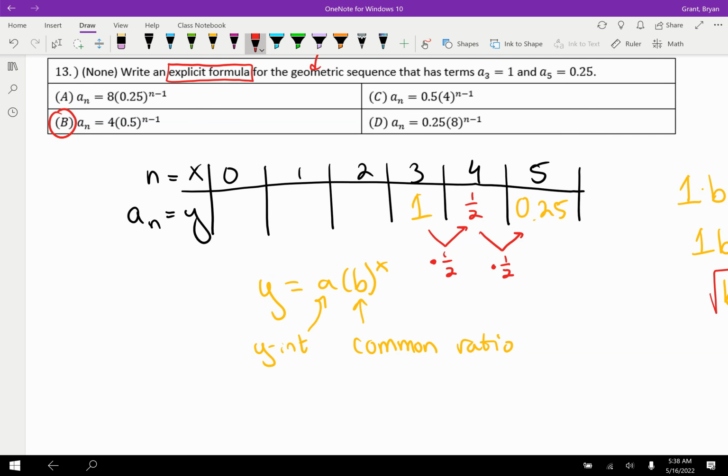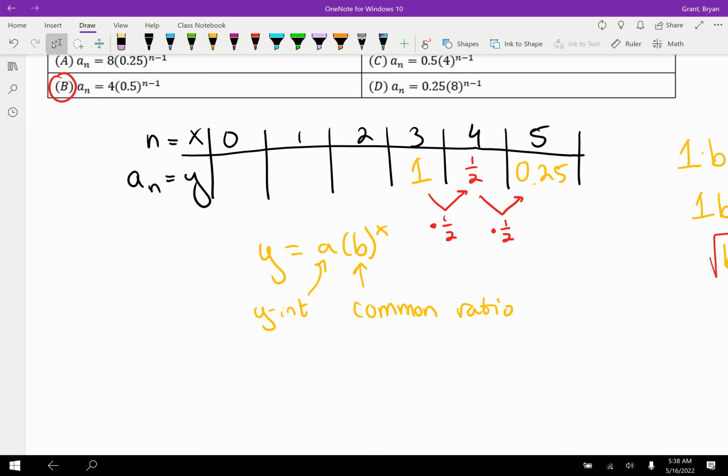But we do want to finish up this problem because the one on the final might not be as straightforward. So let's try and fill in the rest of this. So we know by now our formula is going to be a times 1/2 to the x power. What about that a value? Well, let's just work backwards.